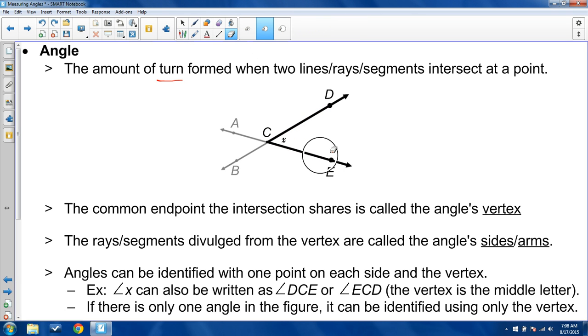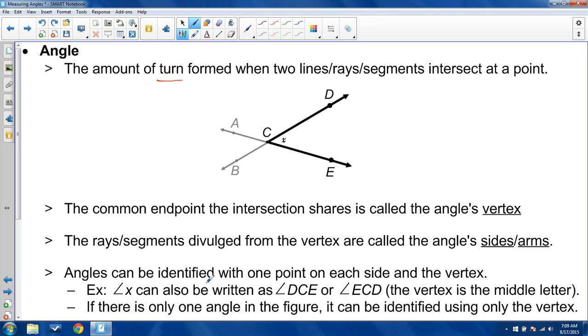The common endpoint, that point C in this case, that the intersection shares, this one and this one, this is called the angle's vertex. So C here is called the vertex, right there. The two parts where it sticks out, these two rays, CD and CE, or the segments here, these are called the sides of the angle. So an angle has two sides and a vertex, always. It might not be as easily noticed, and I'll show you an example of that later.